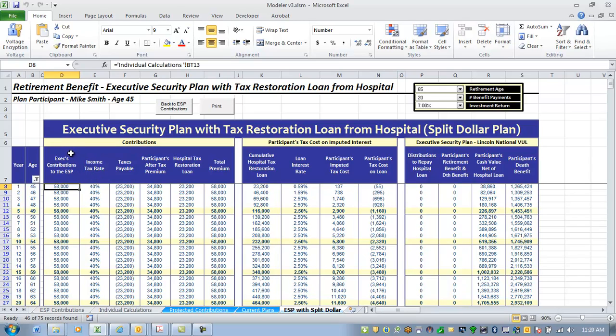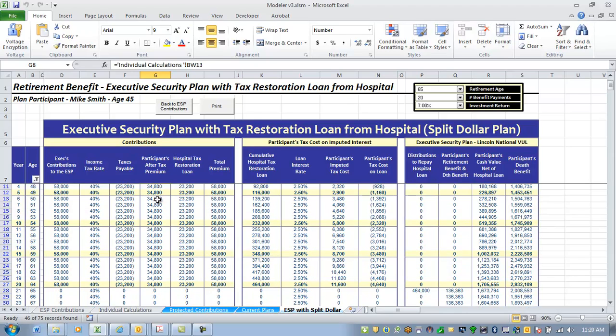Because these contributions are being made on an after-tax basis, they're subject to income tax. And so, given the 40% income tax rate, there would be a total of $23,200 worth of taxes payable by the executive, so that after payment of those taxes, there'd be $34,800 available to contribute to the plan.